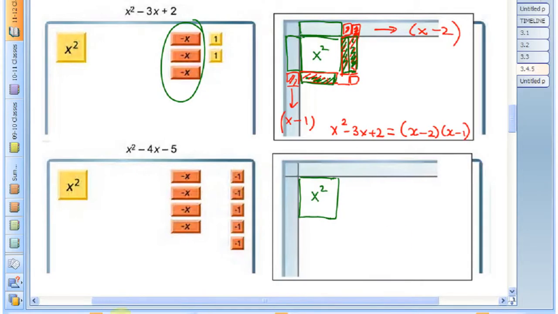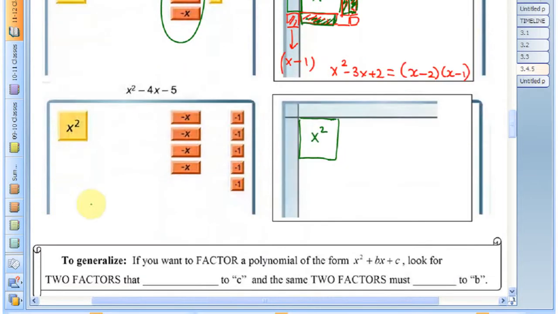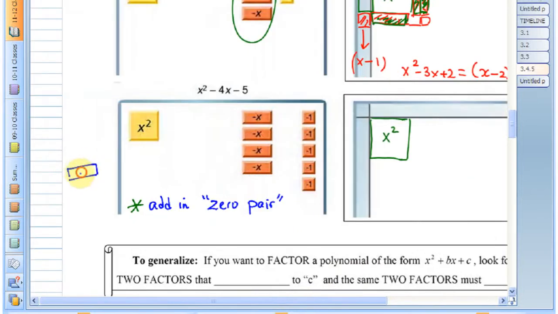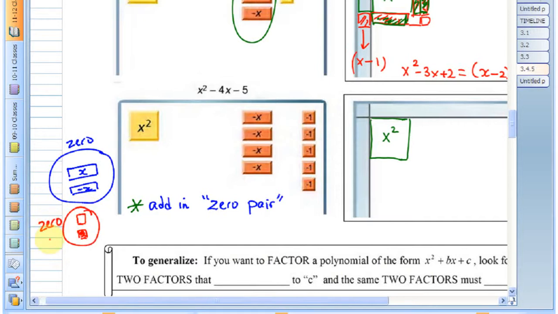In this diagram, we tried to mix and match, but we knew we couldn't actually create a rectangle. So one little trick that you can do is you can actually add in what they call the zero pair. A zero pair is either you taking a solid rod and a colored rod put together, because if you add them together, that equals zero. Or you can use the little cubes, a solid cube and a negative cube. That together also is zero. It doesn't change the actual value of your expression, but it does give you more pieces to play with.